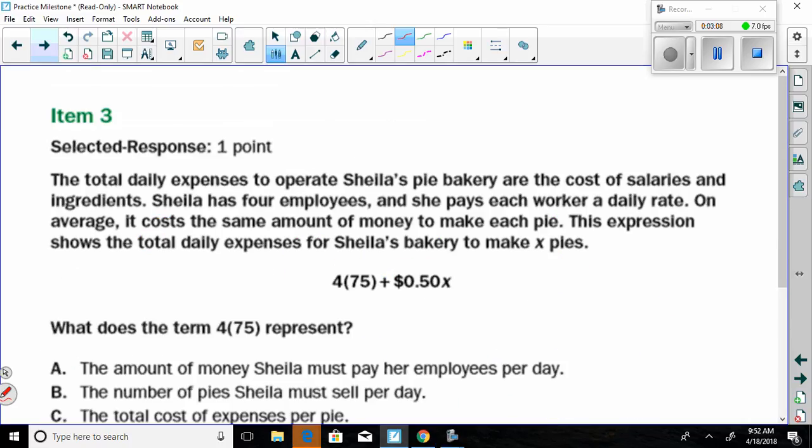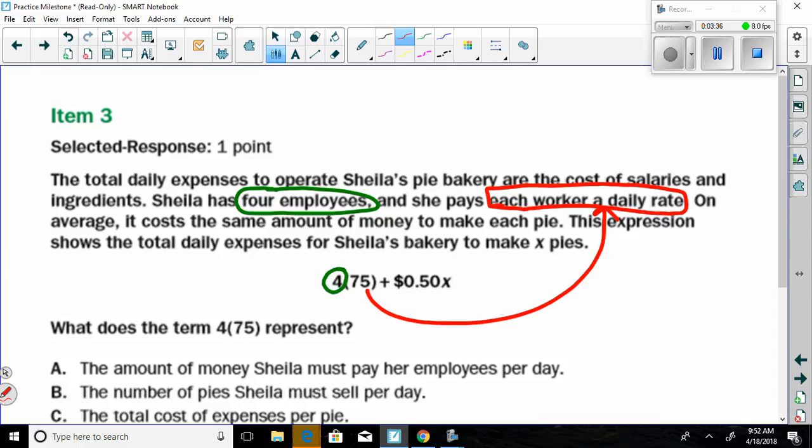All right. It says the total daily expenses to operate Sheila's Pie Bakery are the cost of salaries and ingredients. Sheila has 4 employees, right? And so where do we see 4 in this equation? At the beginning, right? And she pays each worker a what? A daily rate. So what do you think that thing in parentheses is? Daily rate, right? Then, on average, it costs the same amount of money to make each pie. This expression shows the total daily expenses for Sheila's Bakery to make X pies.